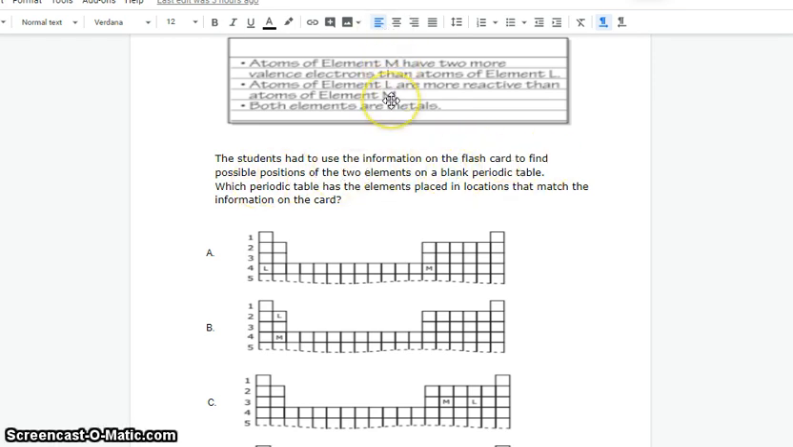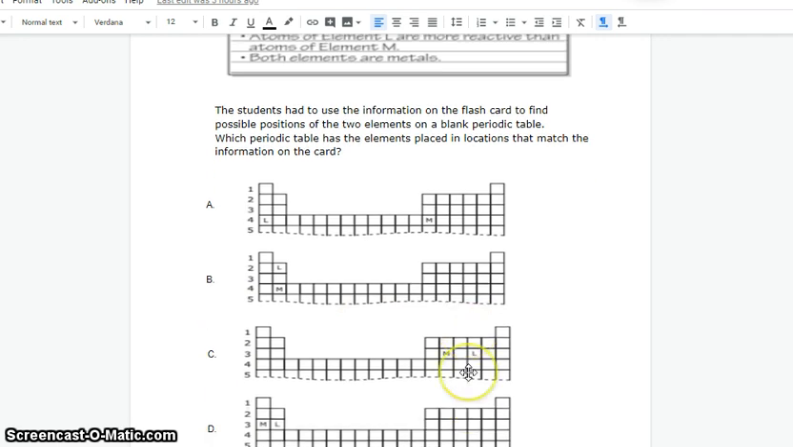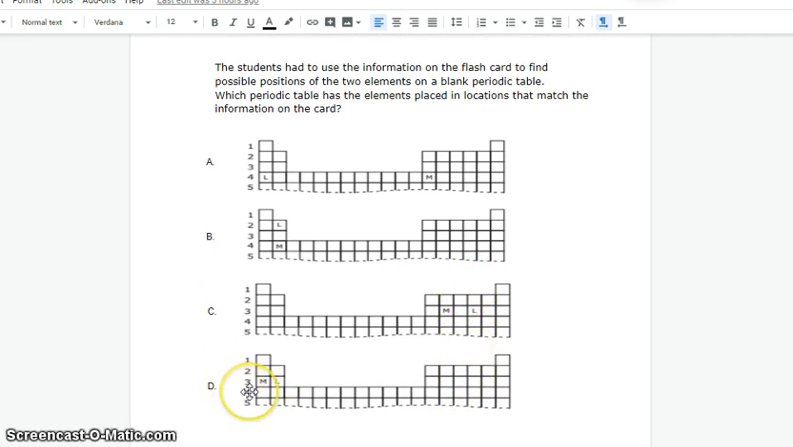The students had to use this information in the flashcards to find the possible position of those two elements. So using this information, where would you place those elements? Is it A, B, or D? So it's either A, B, or D.